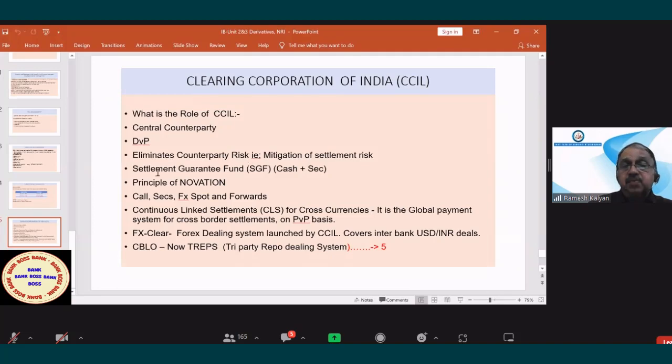Out of their SGF, the settlement guarantee fund, which comprises cash and government securities, obtained from all the member banks, they have an accumulated fund. Out of that accumulated fund, they will make the settlement.